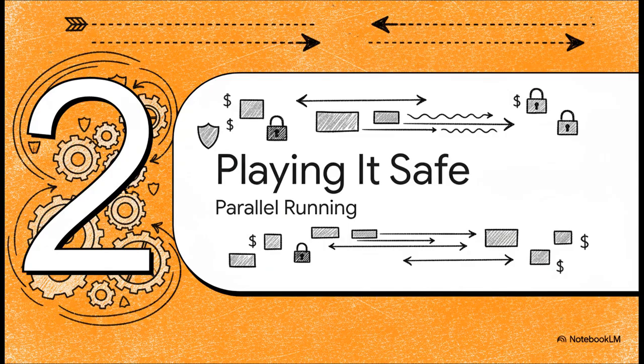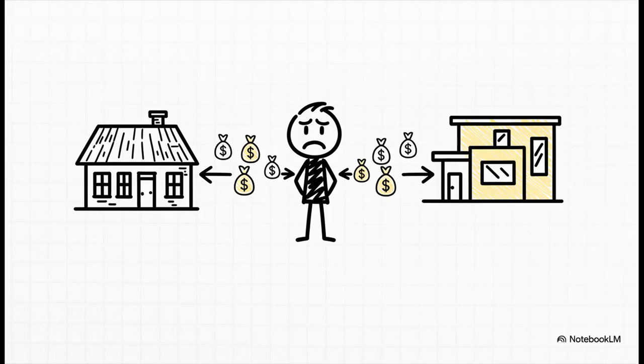First up, let's talk about the safest route, which, spoiler alert, is also the most expensive one. It's called parallel running. The easiest way to think about this is like moving. Imagine you're moving into a new house, but you keep paying rent on your old apartment for a month, just in case, you know? In the tech world, that means you run both the old system and the new system at the exact same time. Yep, it's double the work, double the hassle, but you always have a safety net to fall back on.